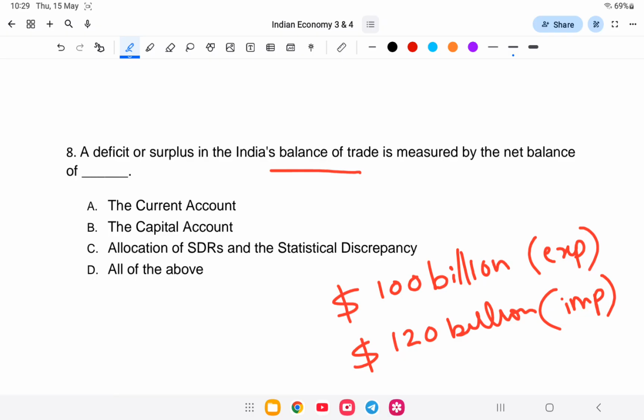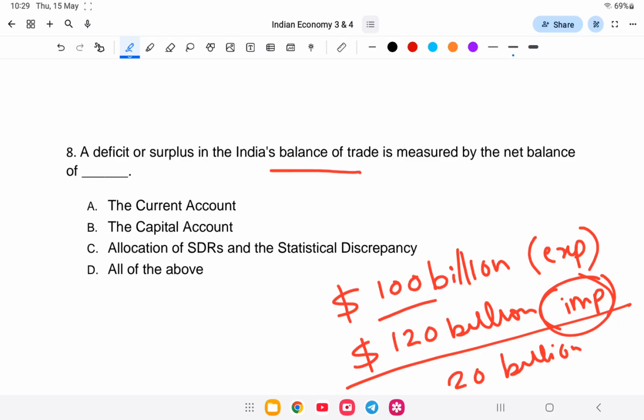So here imports are more as compared to exports. So it is minus 20 billion because we are importing more. It shows that imports are higher, which means our economy is not doing well. So minus 20 billion is the balance. What measures this? It is the option number A, that is the current account. So this is the answer.